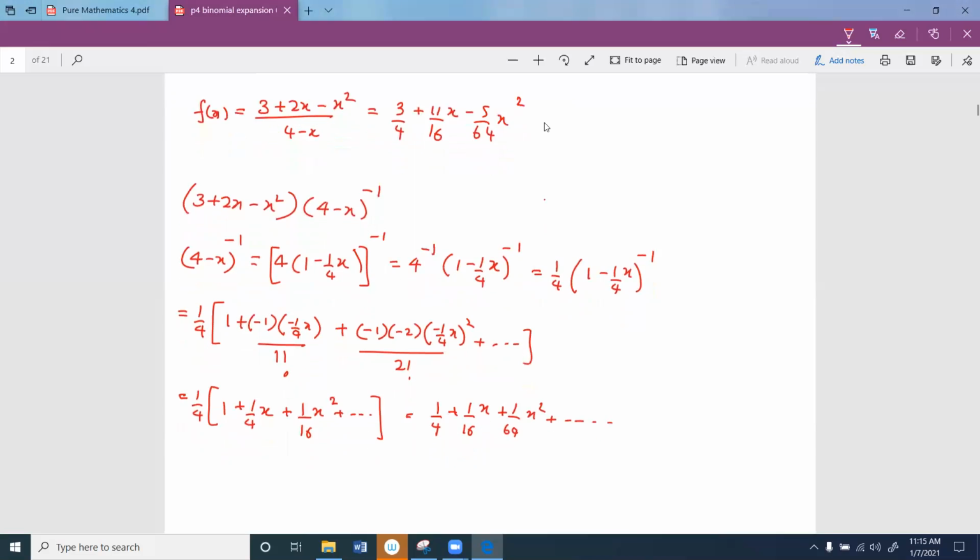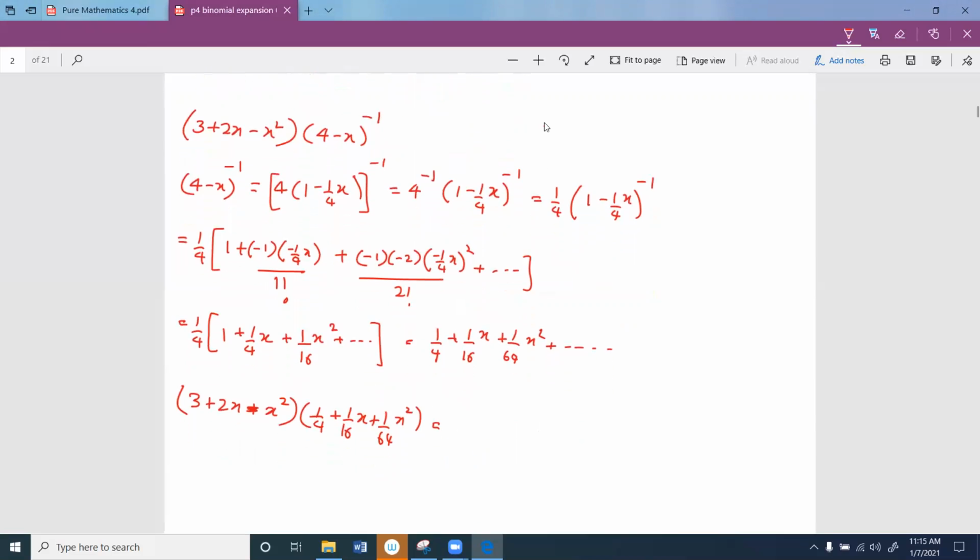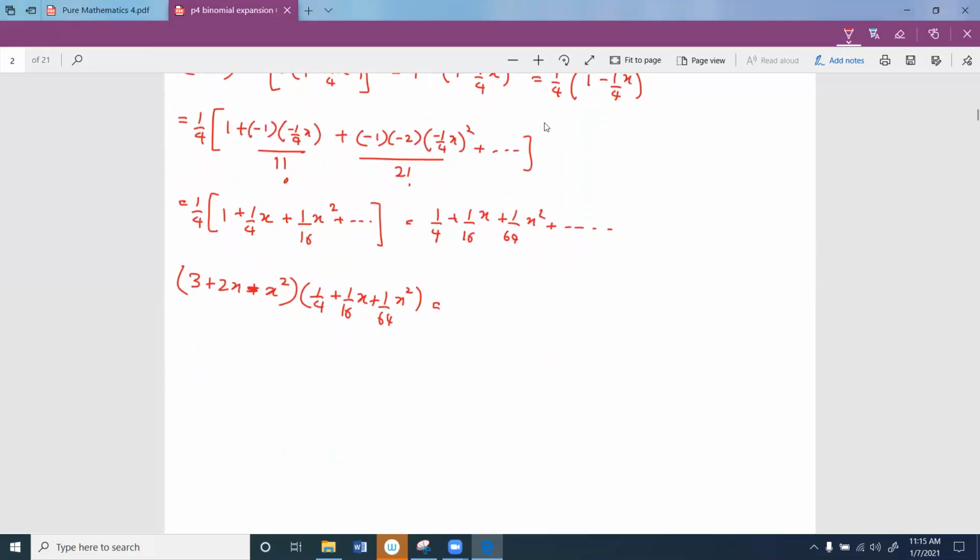So that is only the expansion of this bit. Therefore, what you need to do is, you can say this is 3 plus 2x minus x squared times this bit: 1 over 4 plus 1 over 16x plus 1 over 64x to the power 2. Then we can expand it. Initially, I'll just multiply everything with 3. So it's turned into 3 over 4 plus 3 over 16x plus 3 over 64x to the power 2.